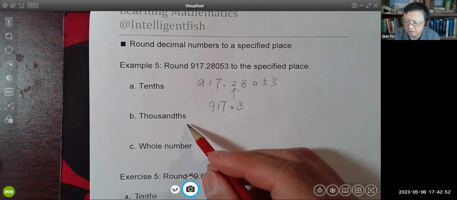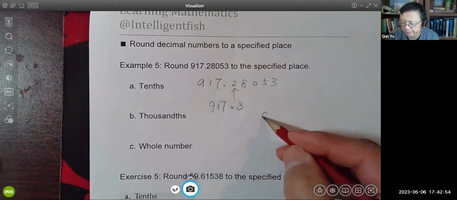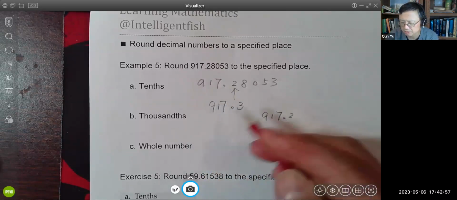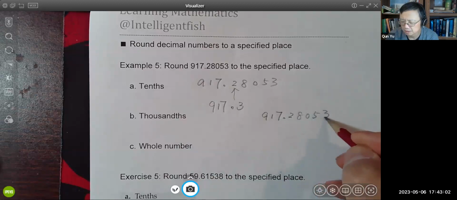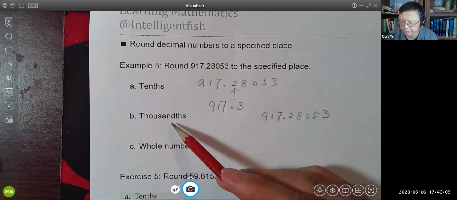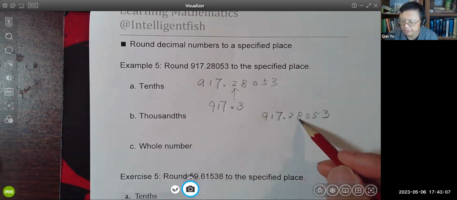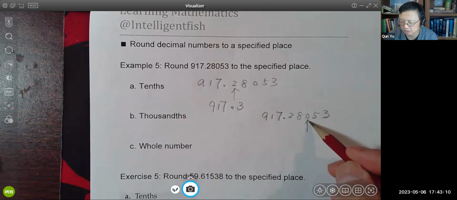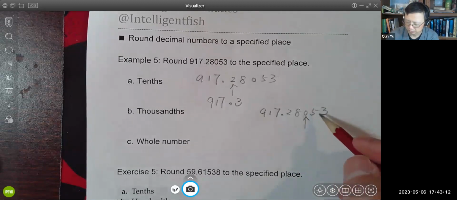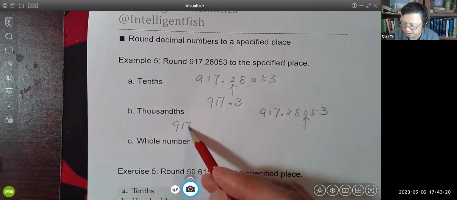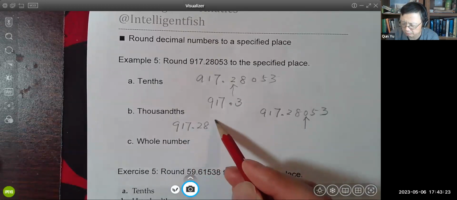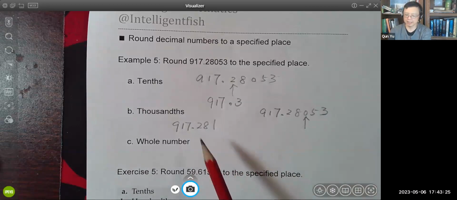Now, next one, we want to round the same number to the thousandths place. Thousandths is in the decimal part. First, we want to locate the thousandths location: tenths, hundredths, thousandths. So digit 0 occupies the thousandths place. We look at the one to the right, which is 5, we round it up by 1. So we get 917.281.